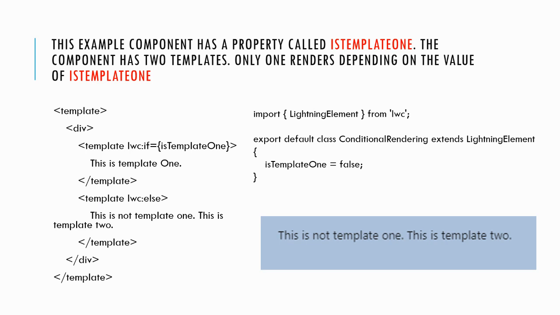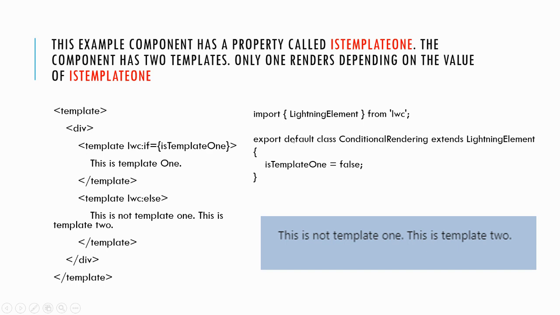Here is one example of how we can use this in a real-life scenario. In HTML, we have used the property name isTemplateOne. Based on this property, we define which statement to be shown: this is template one, or this is not template one, this is template two. In JS, we have defined the property as false. This is a hard-coded value, but in a real-life scenario, this can be evaluated with the help of a getter or some condition. That value will be taken here, and then the processing will happen.